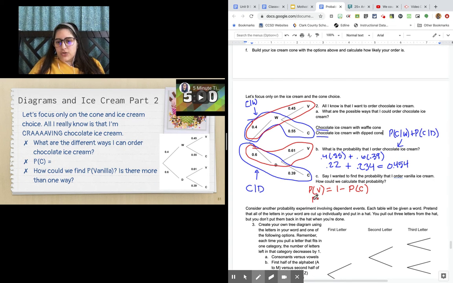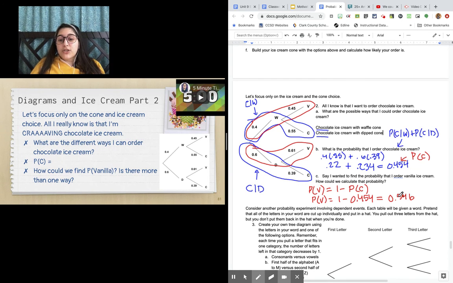So I can just do some subtracting here. Vanilla equals 1 minus 0.454, because that's what we found up here. This 0.454 is the probability of chocolate, okay? And so when I do that, I get 0.546, so 54.6% that I order vanilla ice cream, okay? So that's pretty much it for tree diagrams.